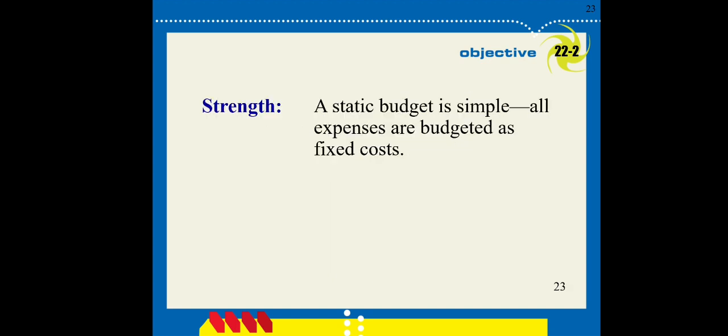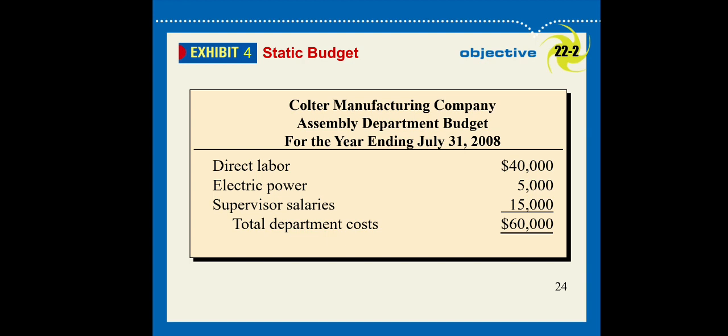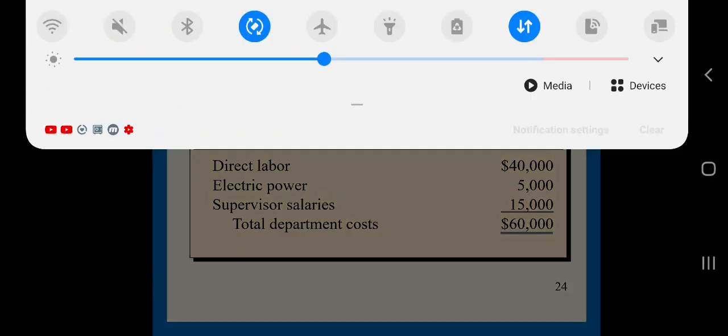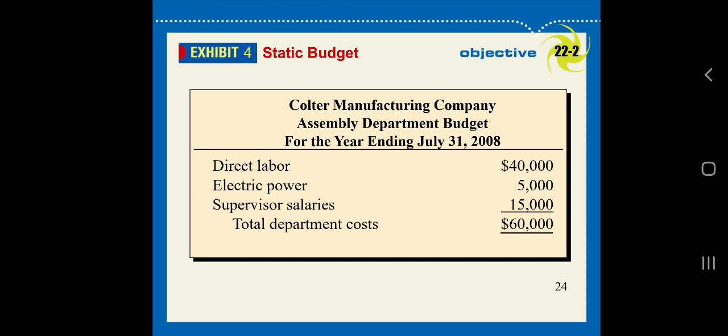Okay, I will show you a sample of a static budget. This is a static budget for an assembly department in a business. This is an old example, year 2008, but this one is supposed to be from a newer textbook, maybe 2018. So this is a static budget, for the year ending July 31st. If a business uses a static budget, then this is the format of the budget.